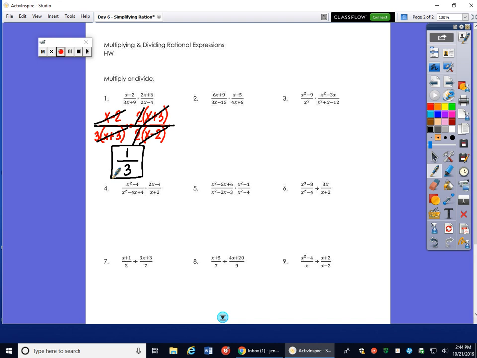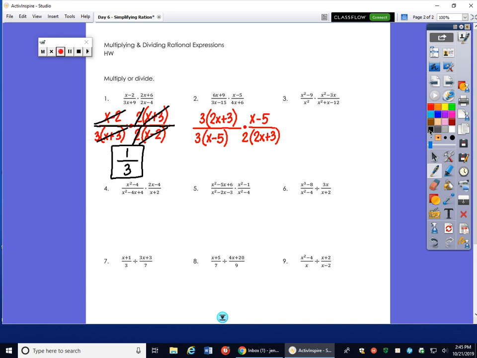Number 2, when I factor the 6x plus 9, that's a 3 that they have in common, leaving me with 2x plus 3. On the bottom, 3 and 15 have a 3 in common, leaving me with x minus 5. Multiply, we have an x minus 5, nothing can be factored there. And then 4x plus 6 has a 2 in common, leaving you with 2x plus 3.